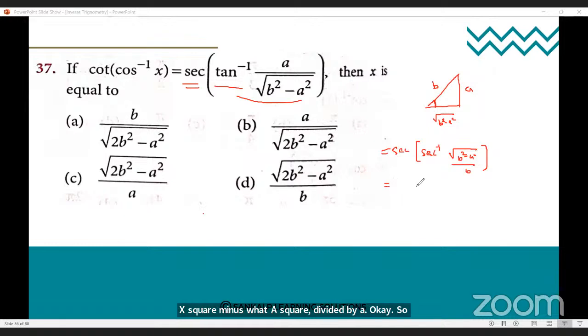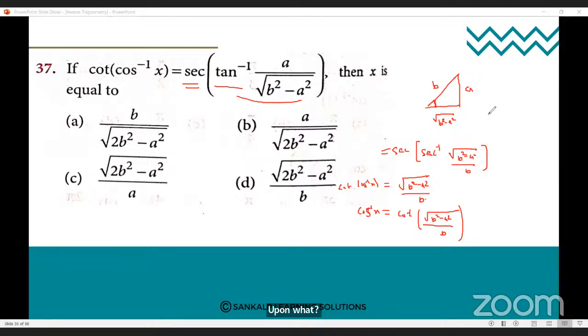So sec inverse we will be getting, so this will be equal to root of b square minus a square upon b, which is equal to cot of cos inverse x. Or see, we want x value, so cos inverse x will be equal to cot of root of b square minus a square upon b. So when we simplify it further, what do we get?